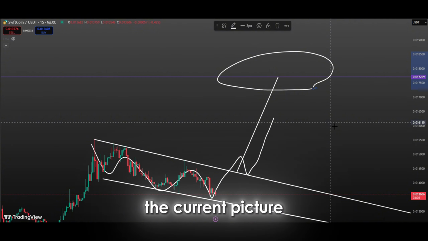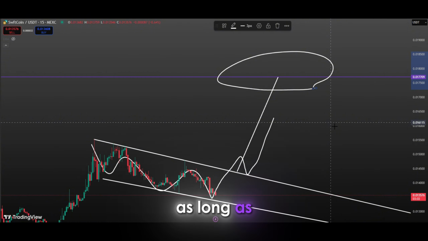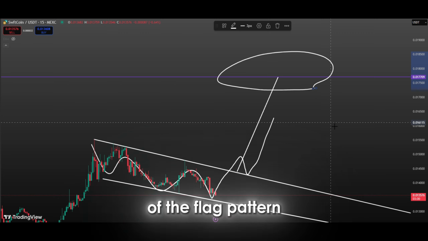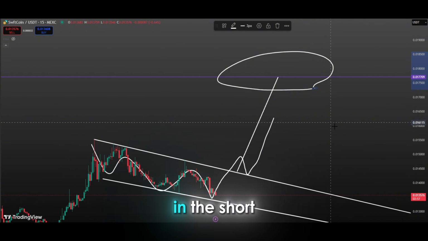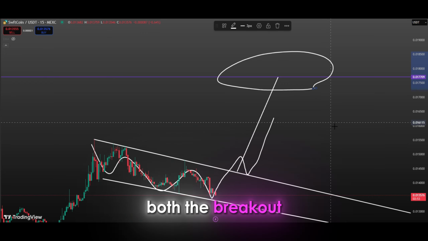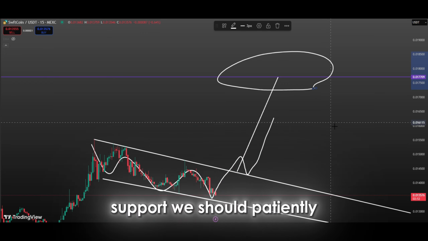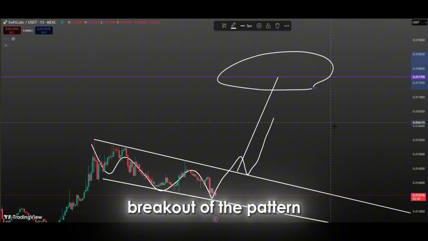All in all, the current picture is quite promising, as long as a breakout meets the technical criteria of the flag pattern. In this scenario, we could witness the price accelerating towards much higher levels in the short, medium, and even long term. Therefore, it is very useful to carefully monitor both the breakout of the pattern and the volume support. We should patiently wait for the breakout of the pattern.